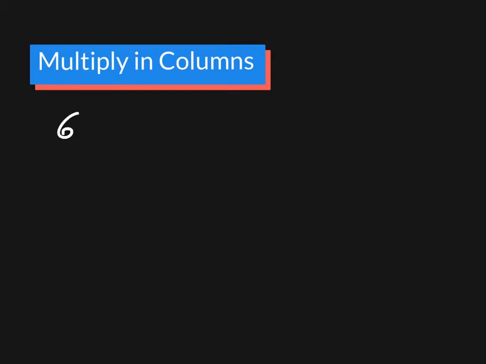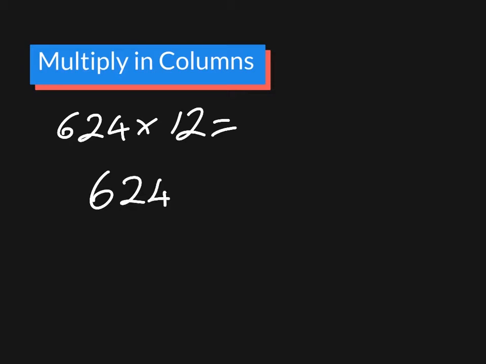So for example, if we have 624 times 12, you're going to start by lining up the place values, and usually you put the biggest number on top. So we have 624 times 12. And you don't have to put the biggest number on top, but it makes it easier. Now you're going to begin with the digit in the ones place on the bottom, and you're going to multiply that digit by each digit on the top.